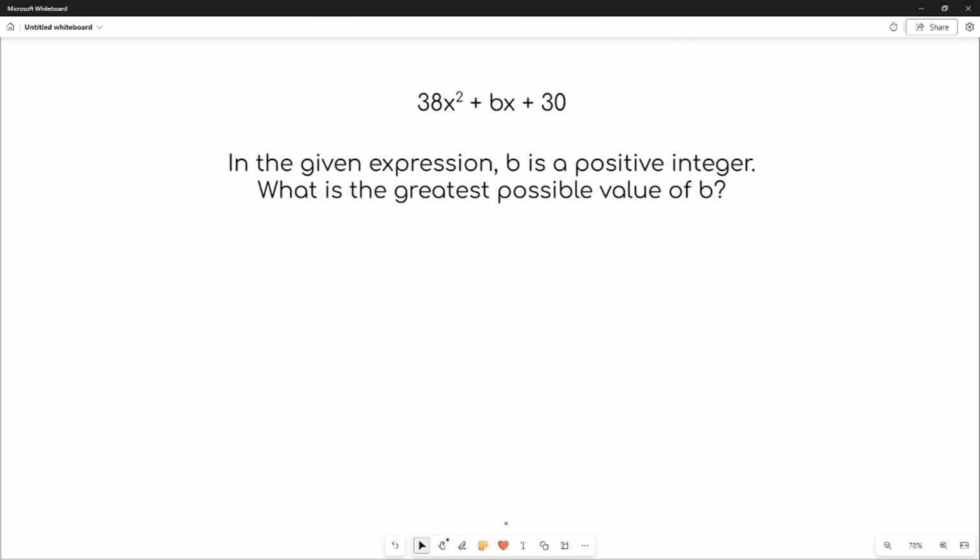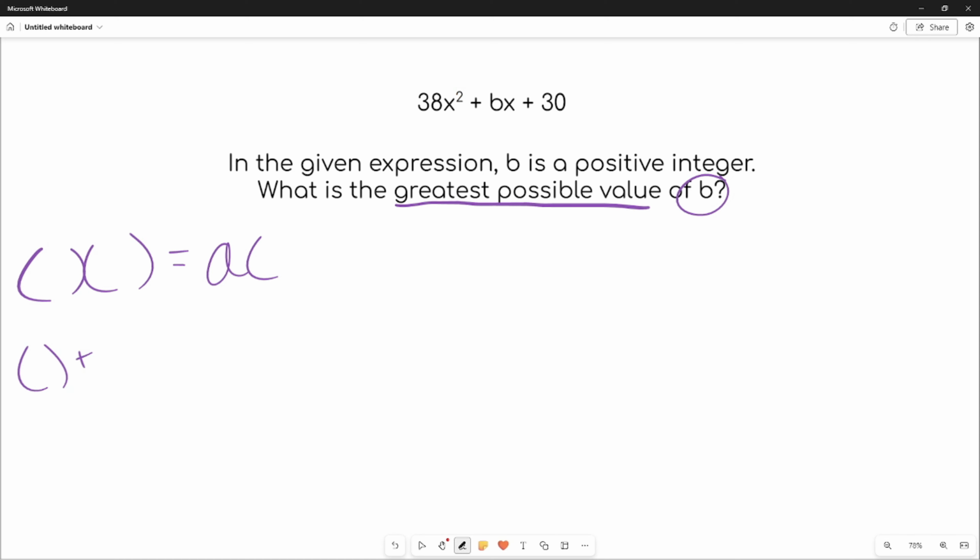Here I am on Microsoft Whiteboard, and I do have an example for us here. In the given expression, b is a positive integer. What is the greatest possible value of b? Now, as far as I know, there's no way to solve this on Desmos, so you do have to do this by hand. However, we can use what we just learned, which is that two numbers multiplied together is equal to a times c, and those same two numbers added together is equal to b, which is what we're trying to find.